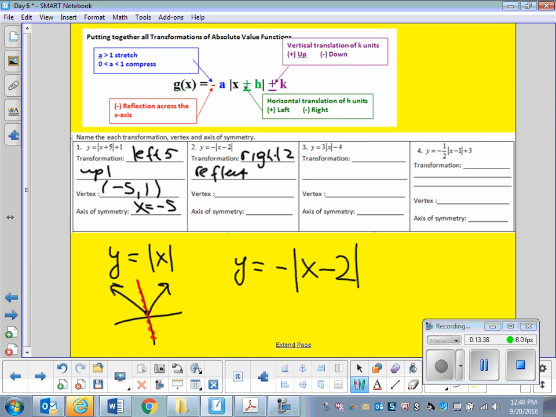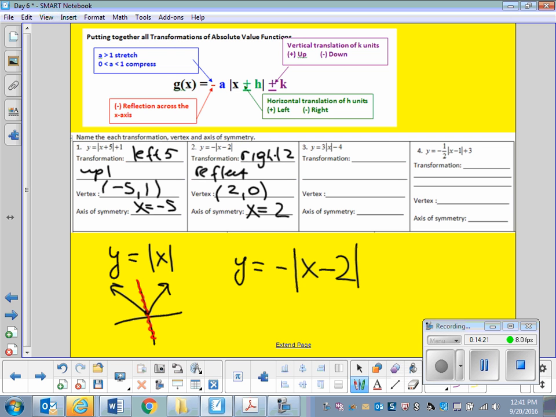When I just flip this, does my vertex change? No, right? Because it's still symmetrical around the y-axis. The vertex doesn't change. But then I also move to the right. So what happens to my vertex? It becomes from 0, 0, where does it move? To 2, 0. What about the axis of symmetry? What is my axis of symmetry now? x equals 2.